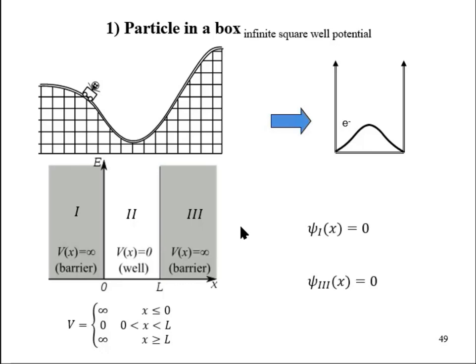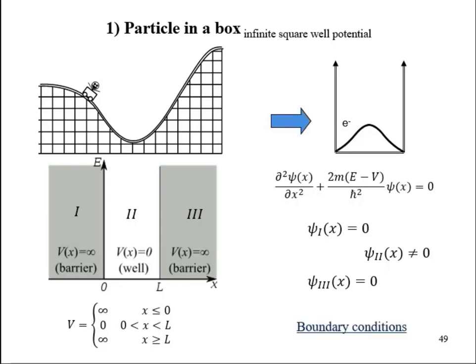Since the particle cannot be found in regions 1 and 3, the wave function in these regions of space does not exist. Our aim is to find the wave function of the particle in region 2. This can be done using the Schrödinger equation. The wave function in region 2, psi 2, is non-zero. To find it, a few necessary conditions will also be followed. These conditions are known as boundary conditions.